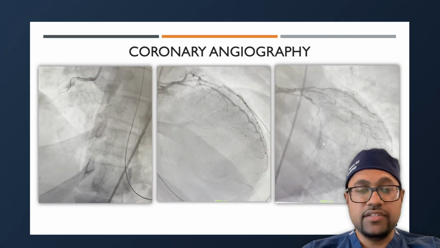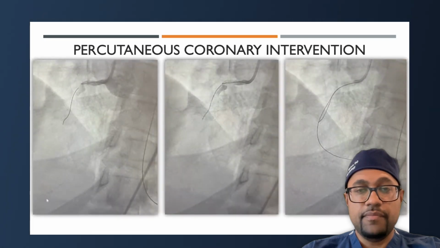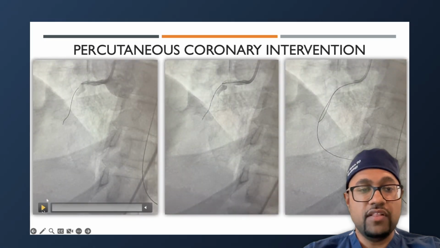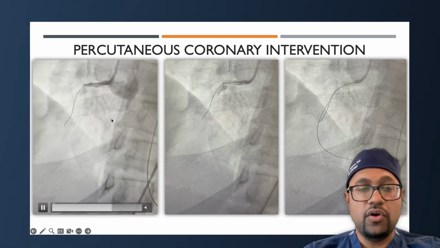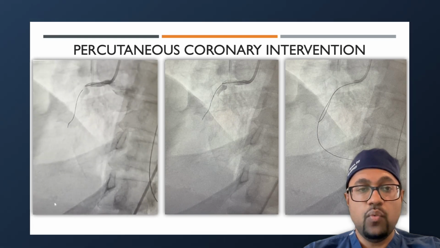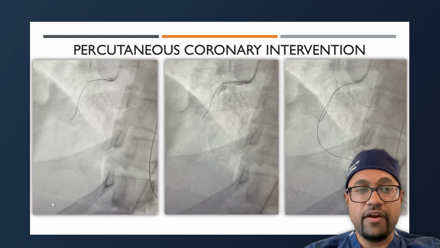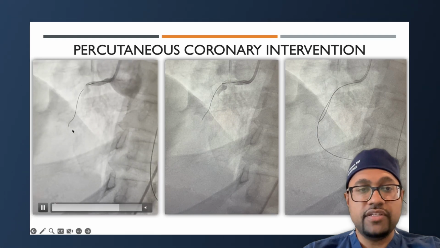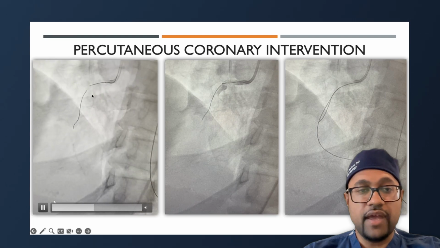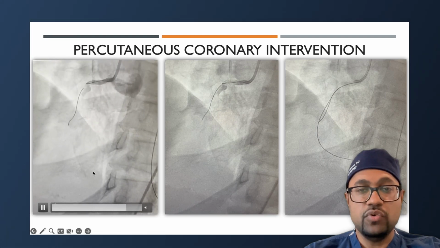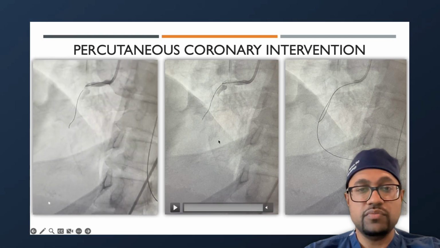So moving on to what we did next. The next thing I did was having a lot of trouble wiring the vessel here. So what we usually use is a 0.014 wire, which is usually the size of your hair. We try to wire it down usually with what's called a workhorse wire, or a really soft tip wire that usually goes really nicely, smoothly through the artery, but this one was not going smoothly.